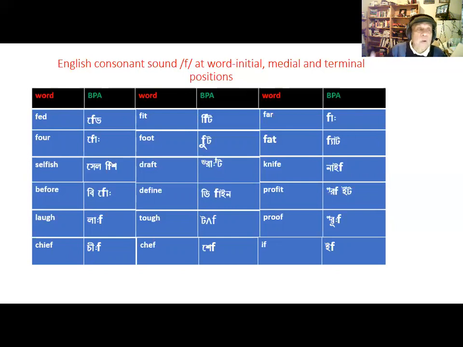Now you can pronounce all English words: fed, fit, far, for, foot, fat, selfish, draft, knife, before, define, profit, laugh, tough, proof, chief, chef, and if. So now you know how to pronounce the f sound when it appears in any English word.